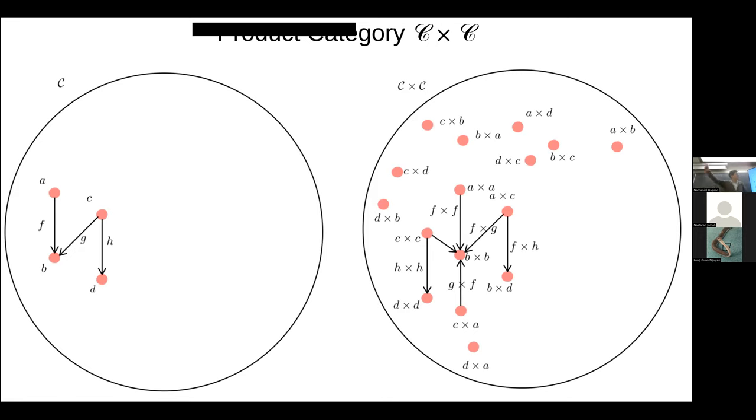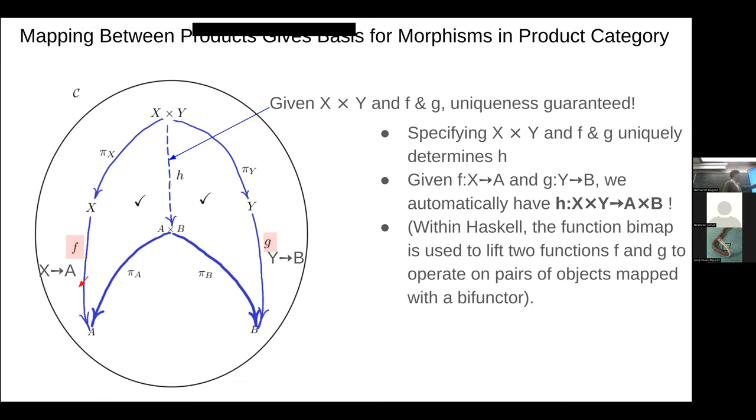If A has a morphism that maps to B, and C has a morphism that maps to D, then you have a pair of those morphisms. That's right. And the argument I gave here is that this is true when you map between products even within a category, right?